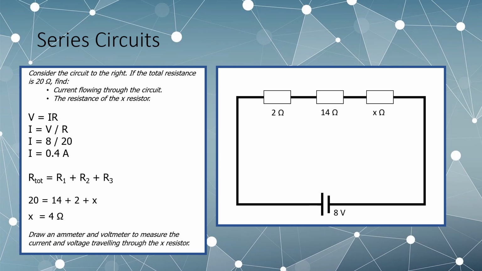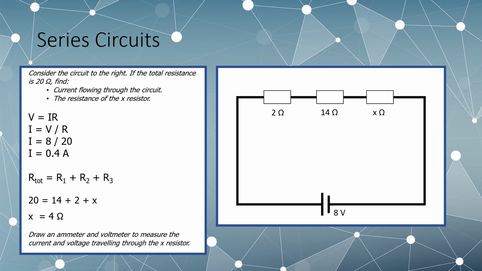So for this, we can use V equals IR, and we can rearrange that formula to give us I equals V over R, or current equals voltage over resistance, which is going to give us 8 divided by 20, which is going to give us 0.4 amps. Remembering it's important to include the units.